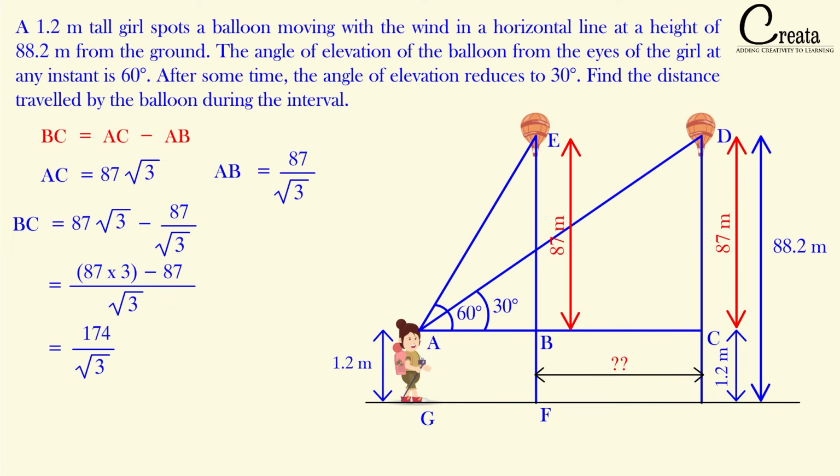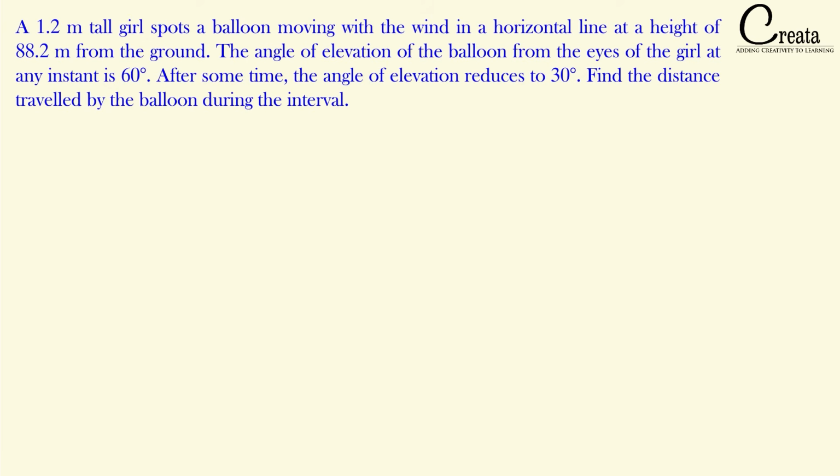We can further solve this. Let's multiply the numerator and denominator by root 3. On solving, we got our answer as 58 root 3. So we got the distance traveled by the balloon is 58 root 3 meters. That is the answer of this question. We have done with this question. Let's move to the next question.